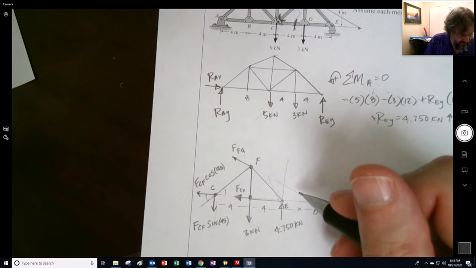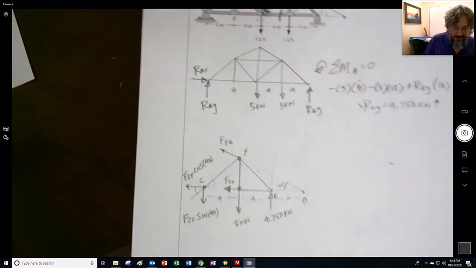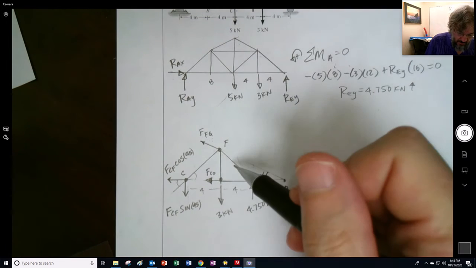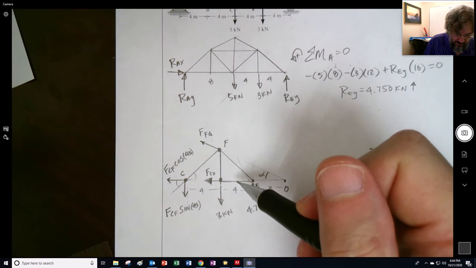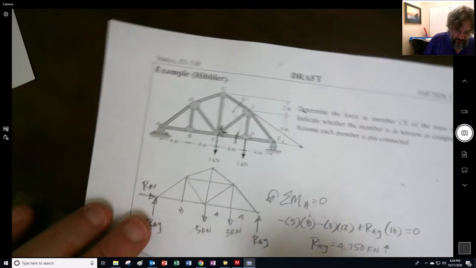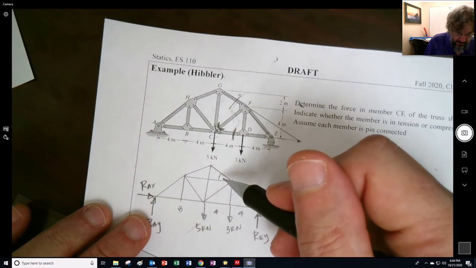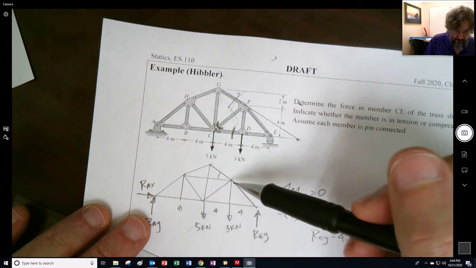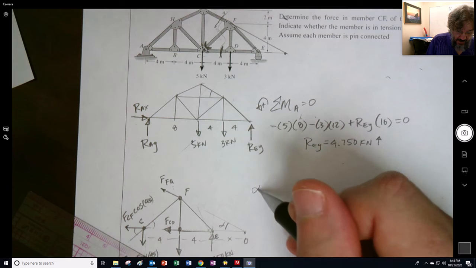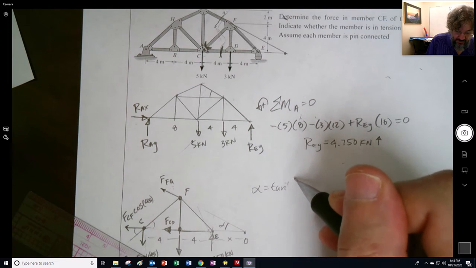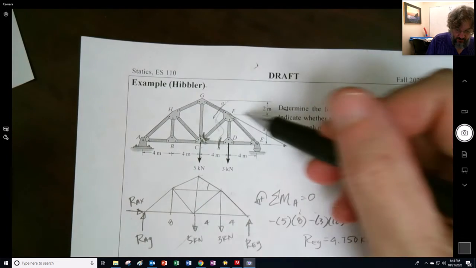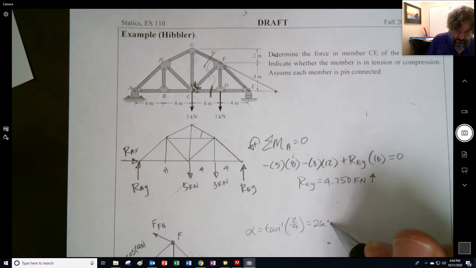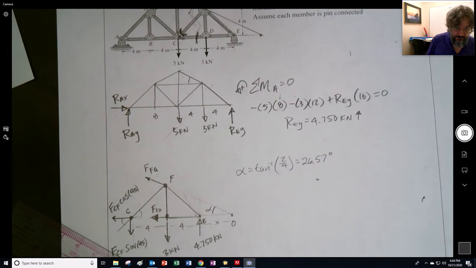Well, let's see. What I did is I went alpha. I think you could have just observed to figure out what that angle is going to be. But that angle is going to match this angle right here, right? And that angle should be a rise of 2 and a run of 4, right? So that is the tangent of rise over run of 2 over 4. And I get 26.57 degrees, right?